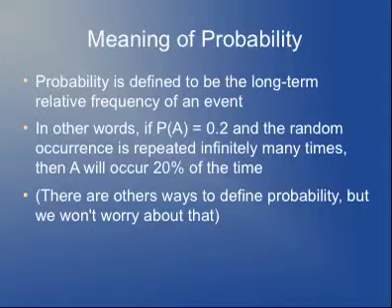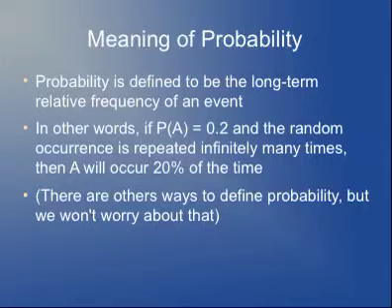And so what does this probability mean? Well, the simplest definition is that it's the long-term relative frequency of an event. If the probability of an event is 0.2 and the random occurrence is repeated infinitely many times, then the event A will occur 20% of the time over the long run.